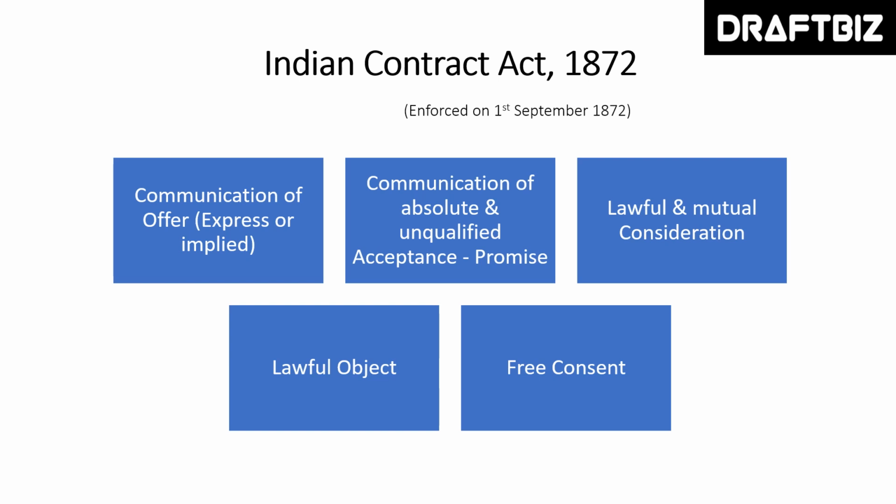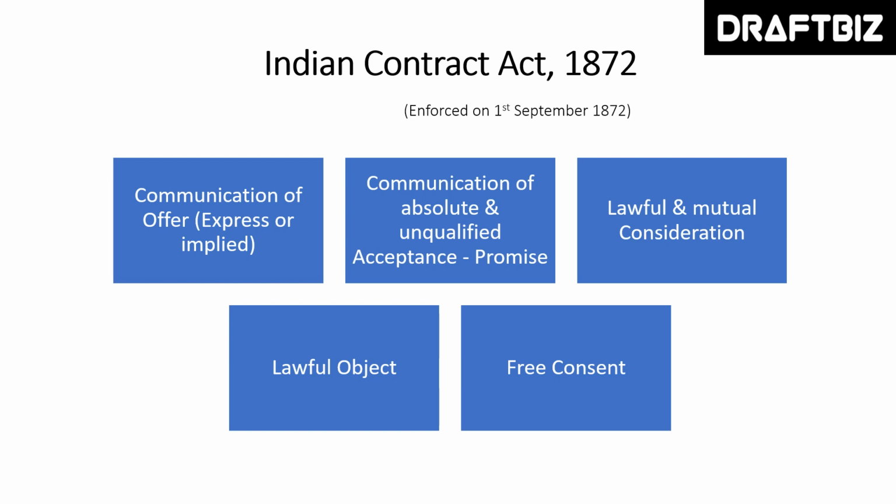So, as per the Indian Contract Act, these are the five key fundamentals which I have ascertained and which I consider important to be borne in mind while drafting a contract. The foremost thing is communication, the very first stage of contract drafting, wherein there is communication of offer. An offer can be in either express form or implied form. The next thing is communication of absolute and unqualified acceptance. Unqualified here basically means not containing any conditional acceptance. The acceptance must be absolute. So when there is communication of absolute and unqualified acceptance, that results into a promise.